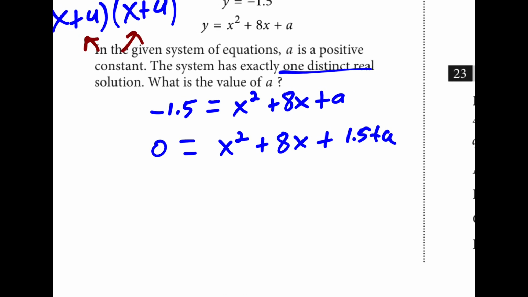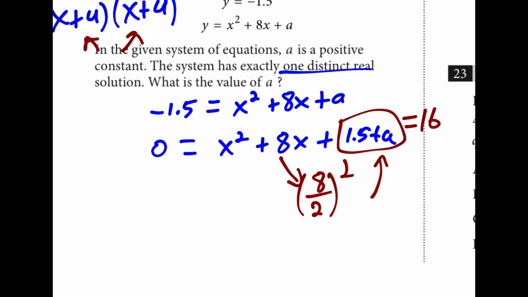And if you recall from when we did the circle unit, we start with the 8, and we want to take that divided by 2, squared. And we want to make our c value that. So 8 divided by 2 is 4. If I square it, that's 16. So all of this should be equal to 16. A is going to be 14.5. I think it also would accept 29 over 2.